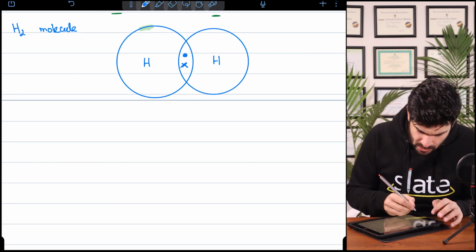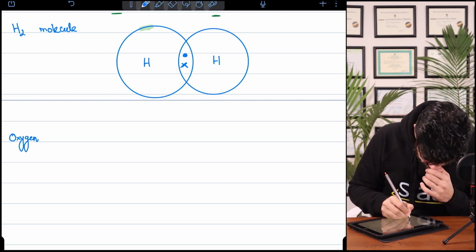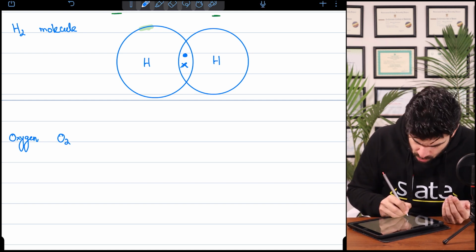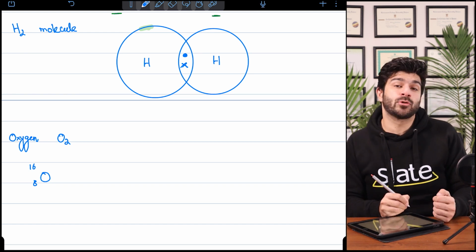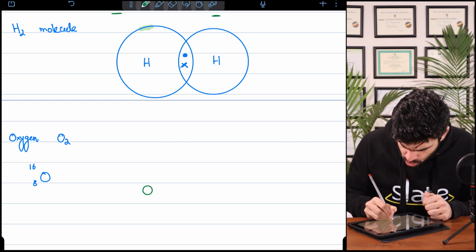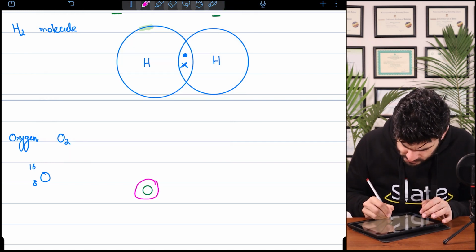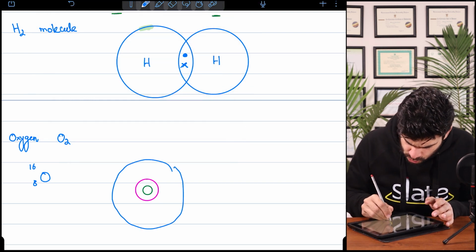Let's do another example, oxygen. You know that oxygen is O2, but let's see how. That's the electronic configuration of oxygen. So let's draw O. That's the nucleus. For oxygen, it's all different in colors. So these are the shells.